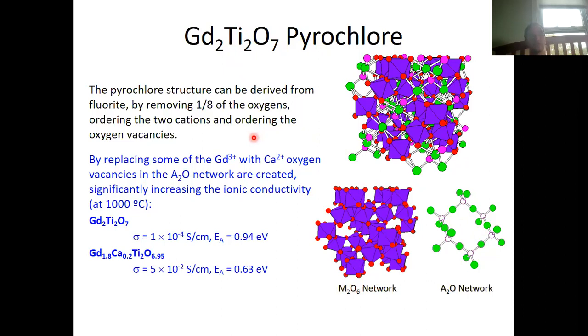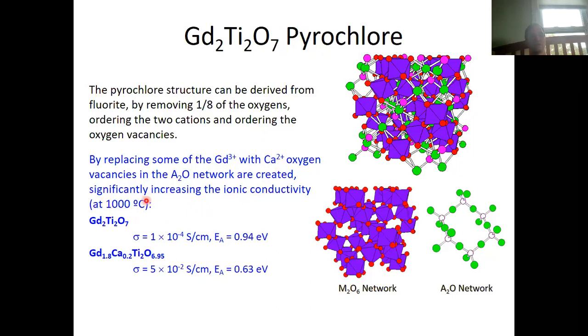Okay, now we can also dope this pyrochlore structure. So we can replace some of the gadolinium 3+ by calcium 2+, for instance. Then we have again a lower valent cation in the framework, and therefore we have an increased number of oxygen defects because we need fewer oxide ions, and that can further increase the ionic conductivity.